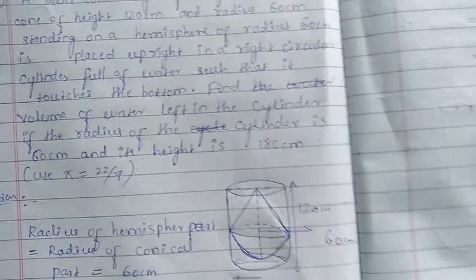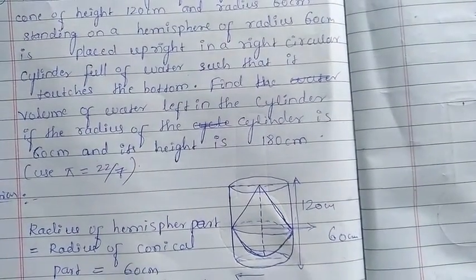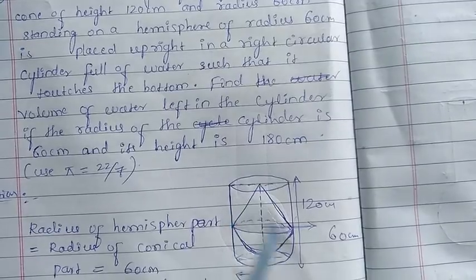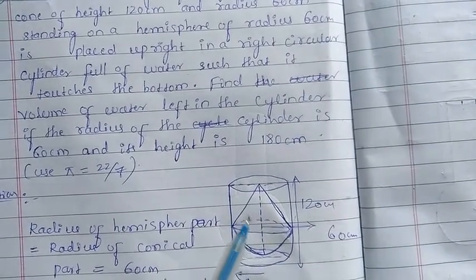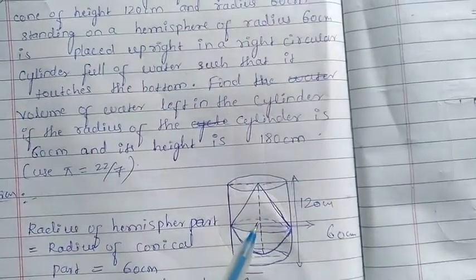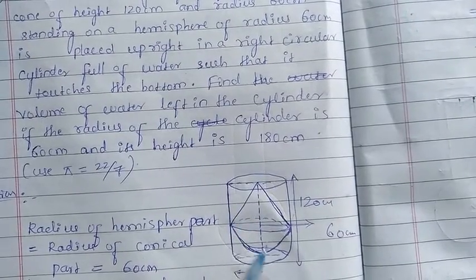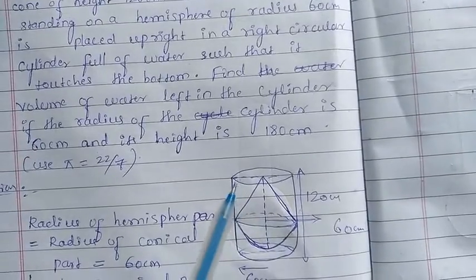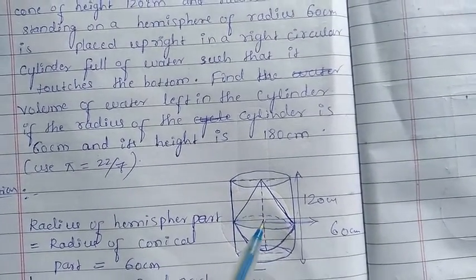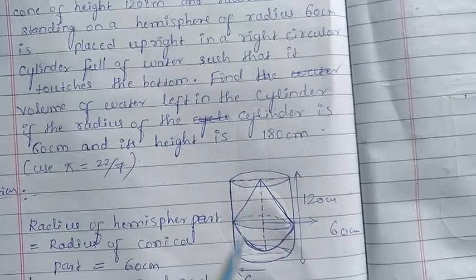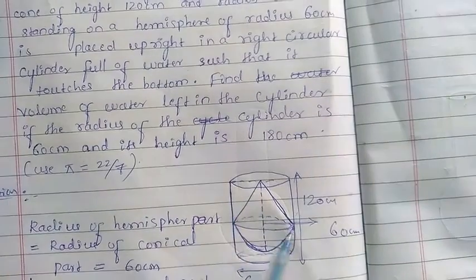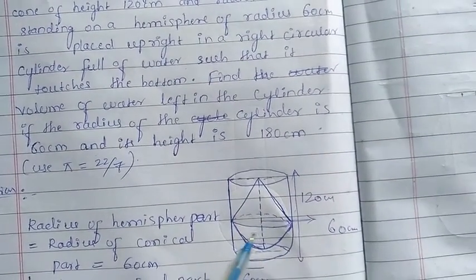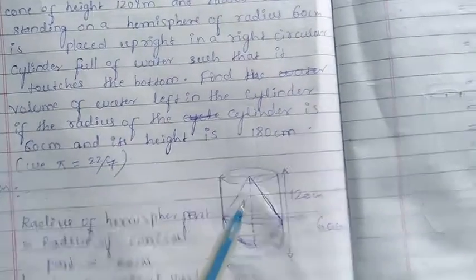Now by reading this question you can get the idea: what is the remaining water in the cylinder when this solid is removed? The solid is in the shape of a cone and a hemisphere, correct. So the volume of water left is equal to the volume of the cylinder minus the volume of the cone and the hemisphere. We will get how much water will be left.